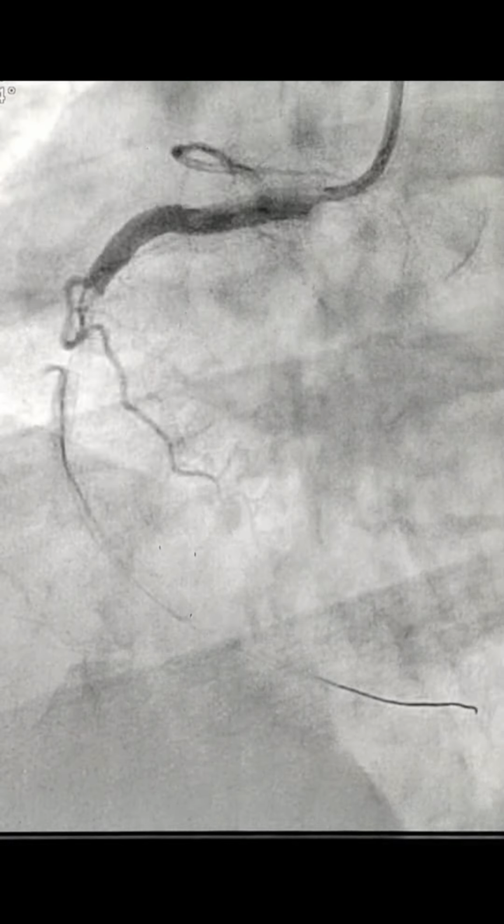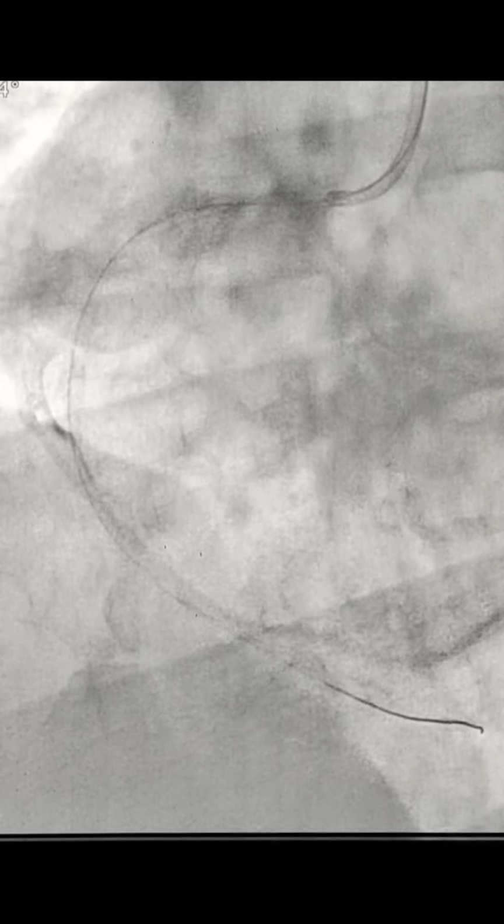This is the inferior wall evolved ST elevation MI, thrombolyzed with tenecteplase outside yesterday, and this is the picture of the total thrombotic occlusion in the RCA, mid RCA. So decided to do the angioplasty. So this is a BMW PTCA wire with right radial route.